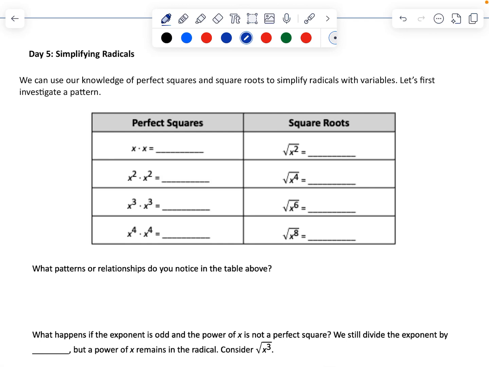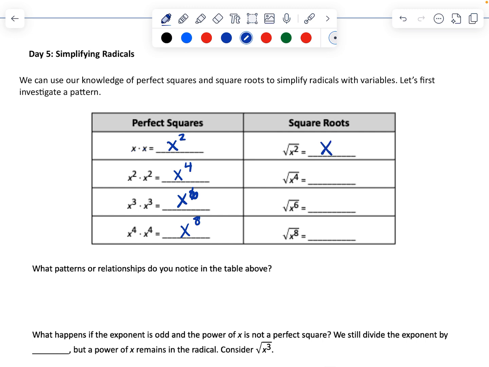So today we're going to take a look at simplifying some radicals. So that would be x squared, x to the fourth, x to the sixth, and x to the eighth. Now we know the square root does something. So what's the square root of x squared? That's those two multiplied together.